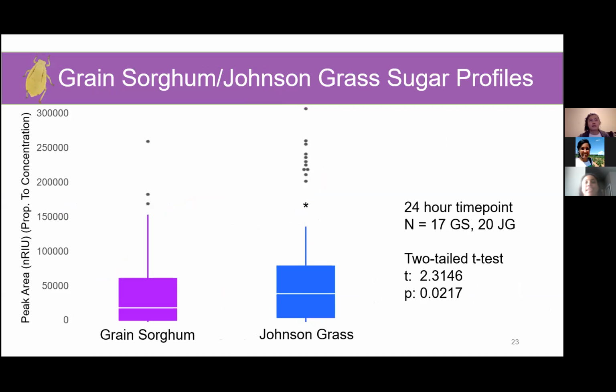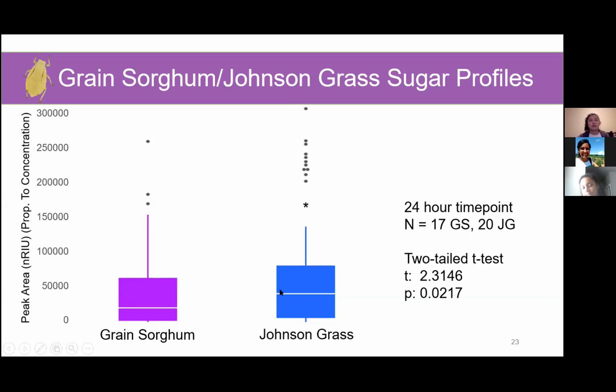And these are my results. This graph is showing you the total sugar composition, abundance in grain sorghum versus Johnson grass. And on the y-axis here, this is the peak area, which is an HPLC unit that serves as a proxy to concentration. And I'm going to talk about why I use this instead of actual sugar concentration in 2 graphs from now. But the point of this graph is to show you that these are box plots because I want to indicate that there is quite a variation between my samples.